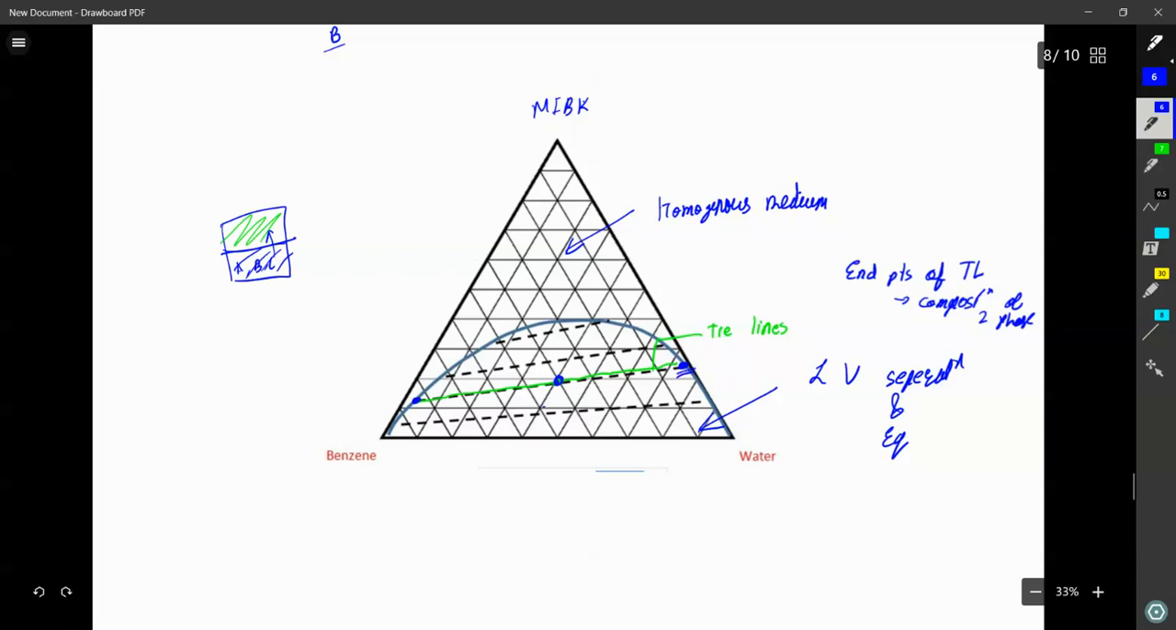So one of the phases has this composition, and the other phase has this composition, and which one is which depends on which concentration is more. Let's say the benzene concentration is less. If benzene was the solvent, then on this side the benzene concentration is very low, which means that this is the raffinate. Saying that it is the raffinate gives you the concentration for the raffinate, and then this will be the extract.